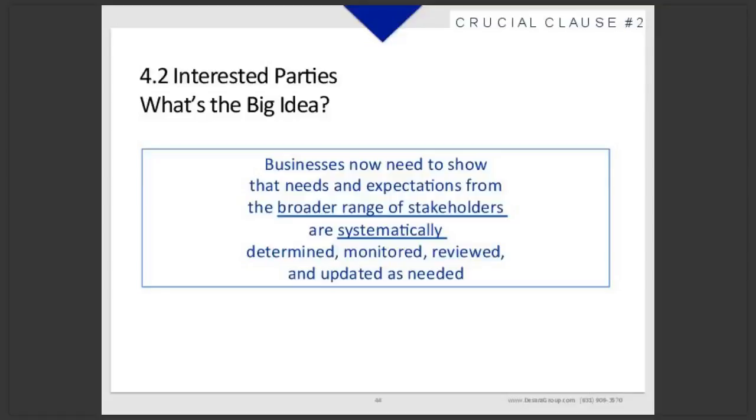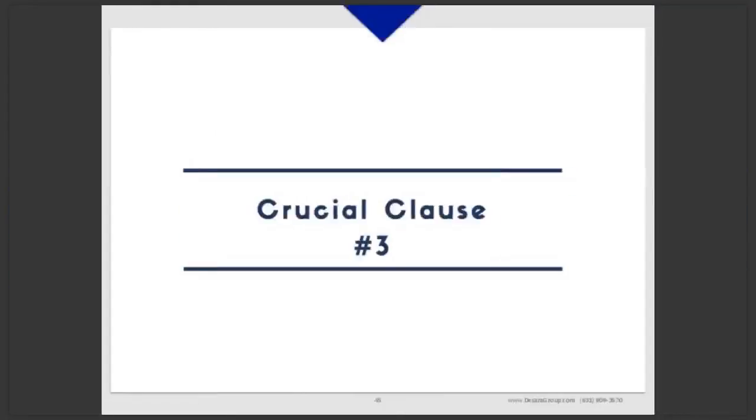The big idea which you want to share with management: this is not just a simple paragraph in your quality manual. You now need to show that the needs and expectations from the broader range of stakeholders, besides just employees, suppliers, customers, maybe our investors or our parent corporation, are systematically determined, monitored, reviewed, and updated as needed. It's going to be hard to review and update them if you don't have them written down. Auditors expect to see those things written down, and they'll be digging more and more deeply into how those are done. Okay, crucial clause number 3, moving on.